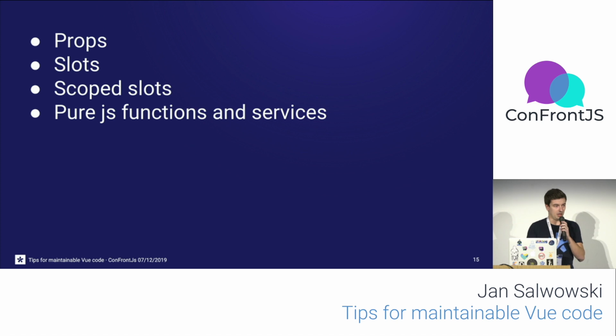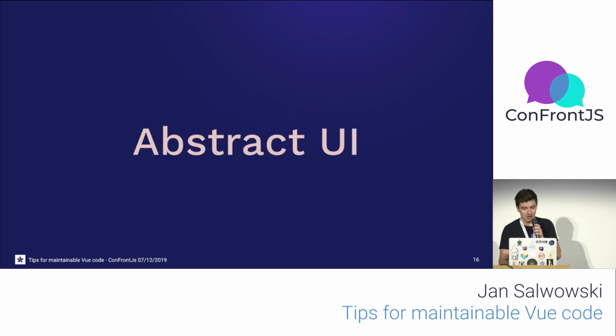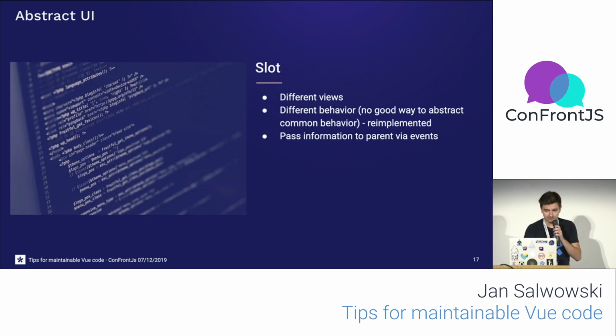So the next step is using slots. Then scope slots, also pure JS functions and services. But we will start with slots. Slots are good for different views and different behavior because we don't have really a way to not re-implement it and to abstract it. Also, the only way to pass some events is actually from the slot, not even that possible because it's hard to push some events. You can only do it from the bottom components.